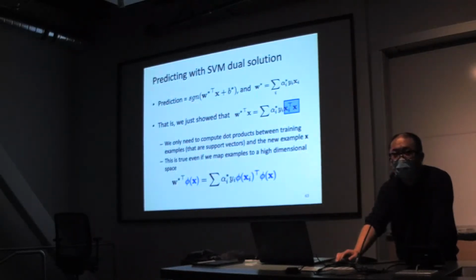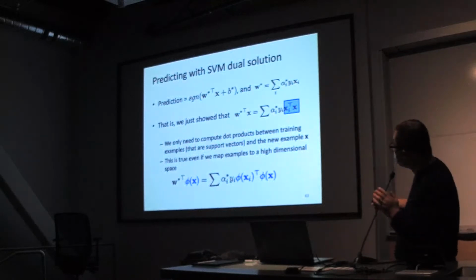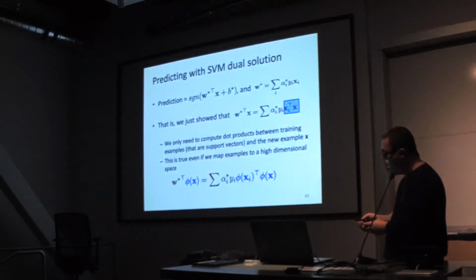Meaning that, if your data is not linearly separable, now I want to make some smart feature mapping or transformation into some higher dimensional space. So each training input. Sorry.